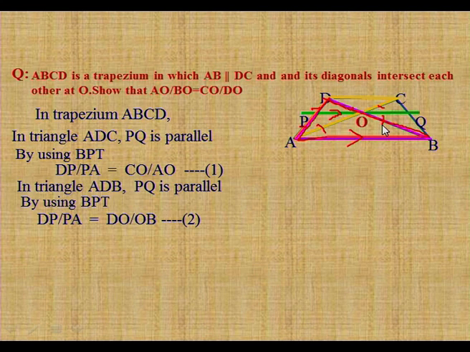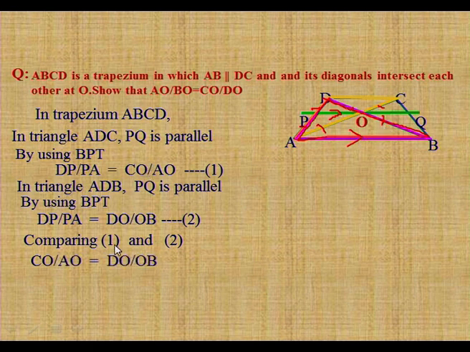Compare both of them. Comparing equations 1 and 2, DP by PA is equal to DP by PA. So, here I can take the right hand sides of both equations: CO by OA, or AO, is equal to DO by OB. But we were not asked to show this. We have to show AO by BO is equal to CO by DO. Hence, I am simply rearranging the terms to represent the answer in the given form.